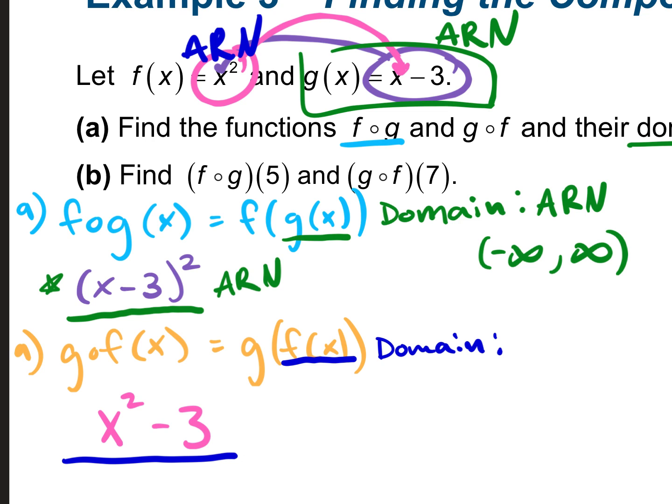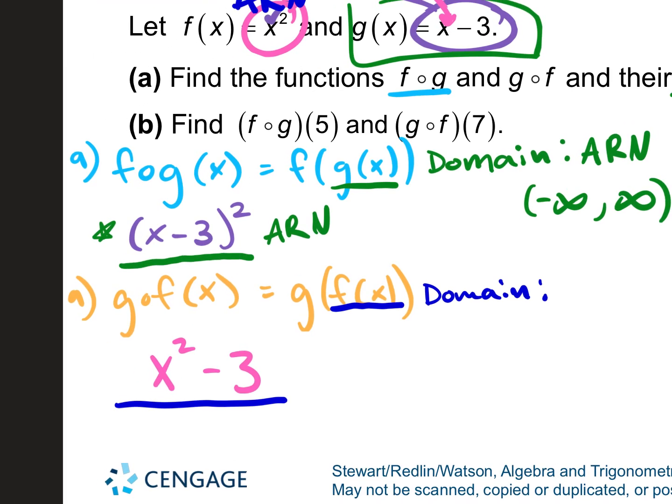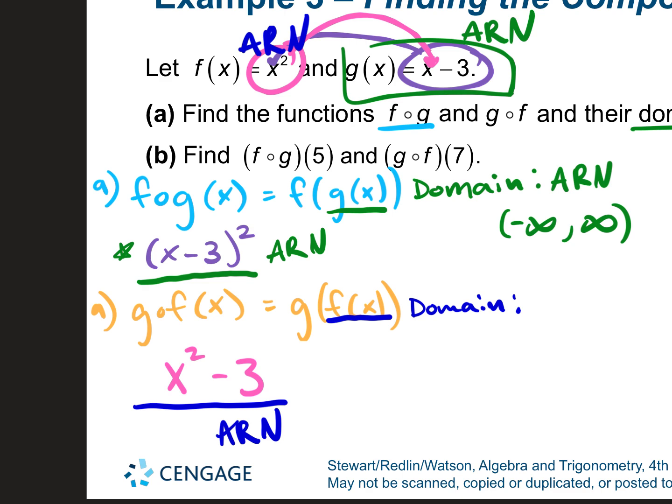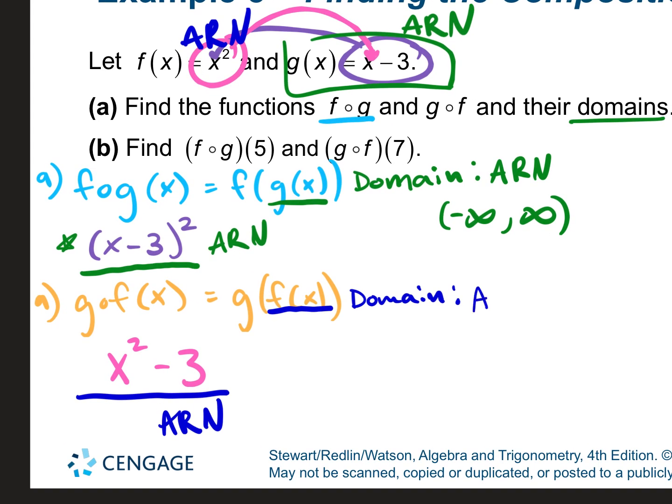What about for x squared minus 3? What's our domain there? All real numbers. So the overlapping of the two would be all real numbers, and how do we write that in interval notation? Negative infinity to positive infinity.